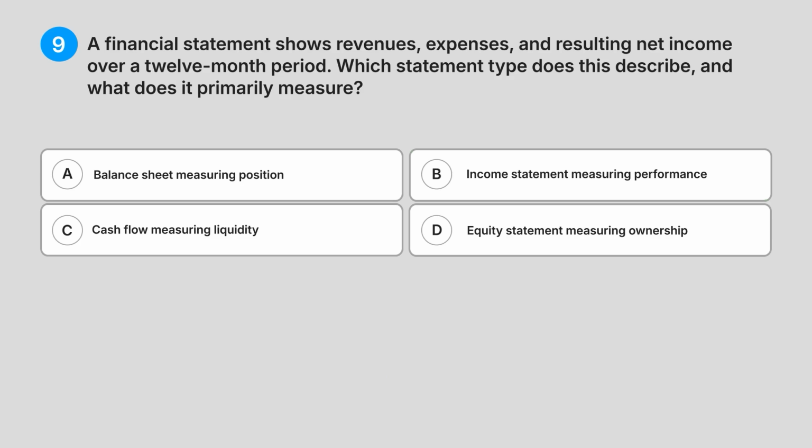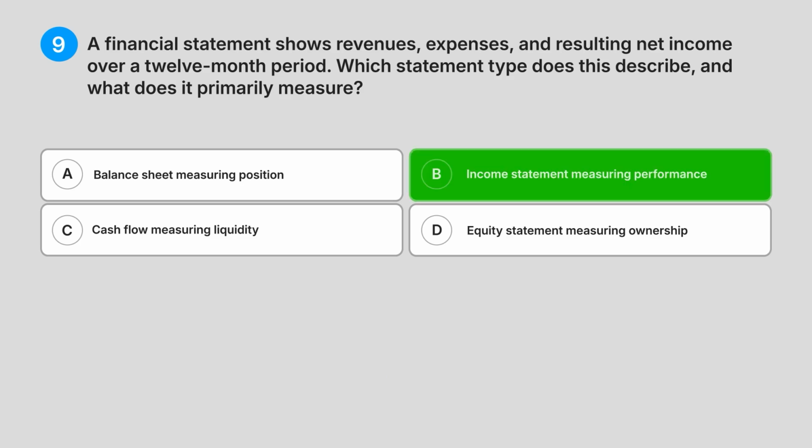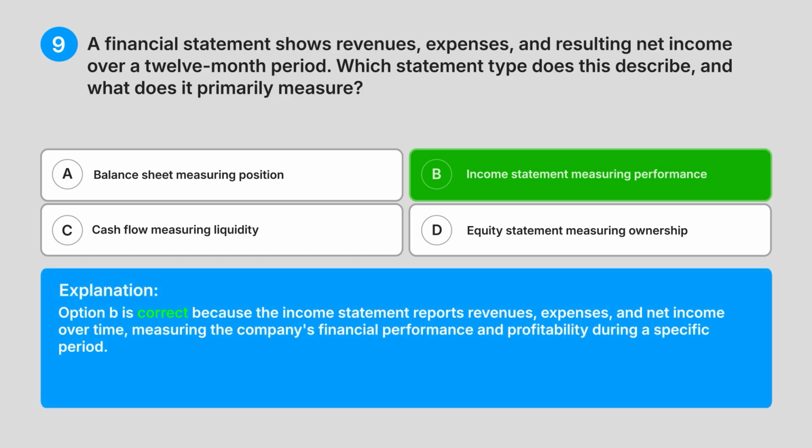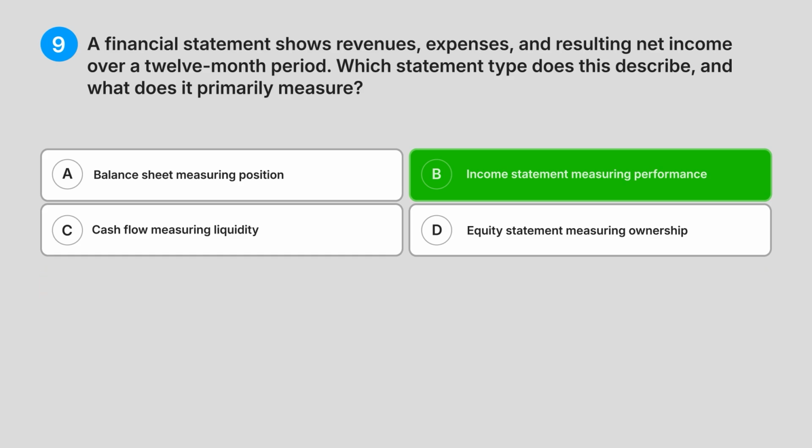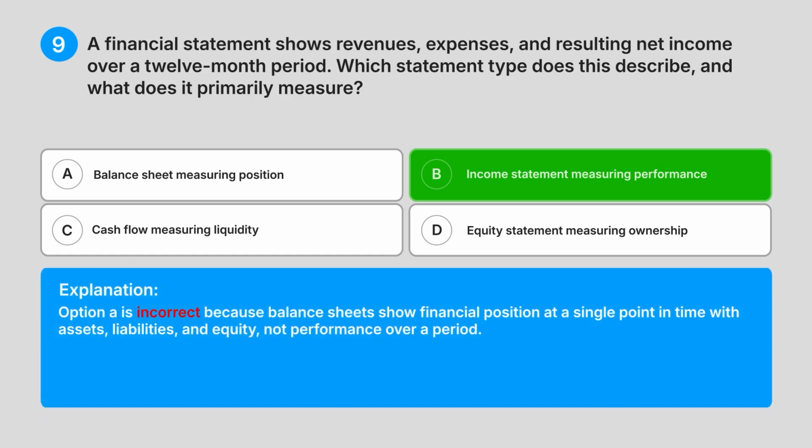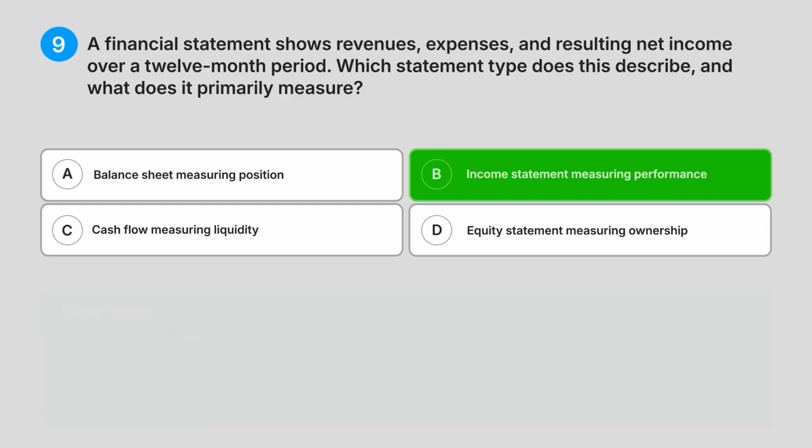Correct answer. B. Income statement measuring performance. Explanation. Option B is correct because the income statement reports revenues, expenses, and net income over time, measuring the company's financial performance and profitability during a specific period. Option A is incorrect because balance sheets show financial position at a single point in time with assets, liabilities, and equity, not performance over a period.